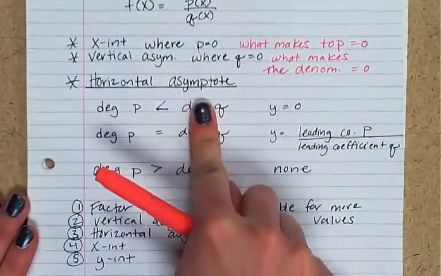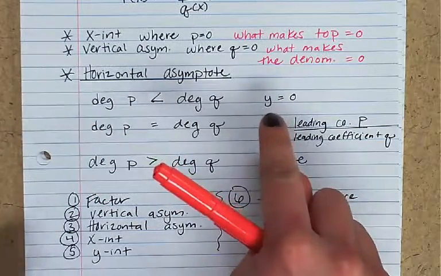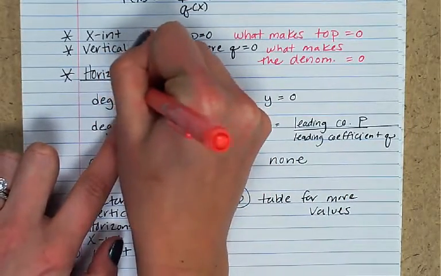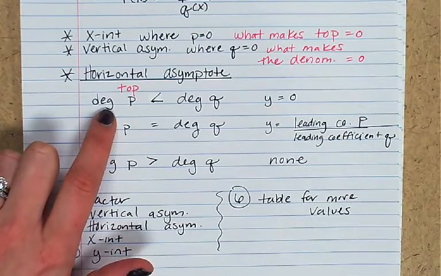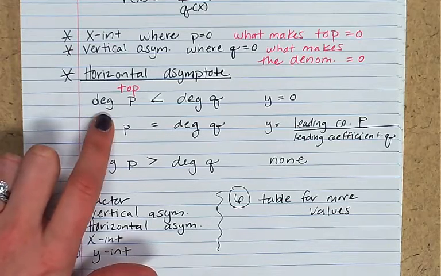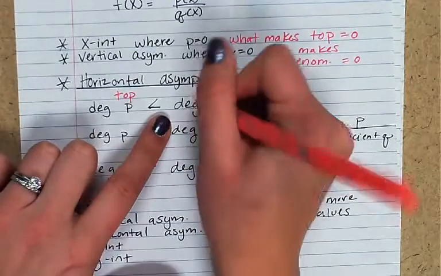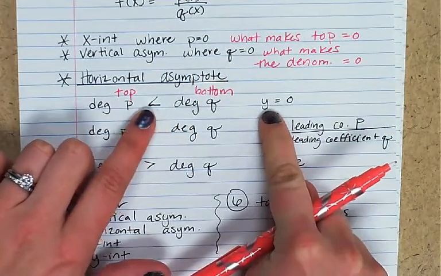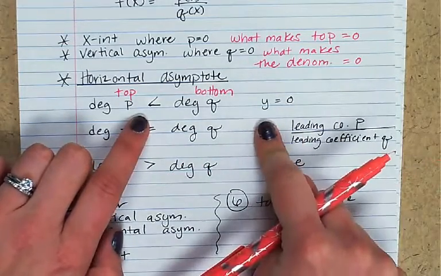Now, a horizontal asymptote is a little bit different. So the way we decide what your horizontal asymptote is: the degree of the top, and remember the degree is the biggest exponent. So if I had like x cubed plus 2x squared, that would be degree 3, because the biggest exponent would be a 3. So if the degree of the top is less than the degree of the bottom, you have a horizontal asymptote at 0. So it's essentially just the x-axis. So a horizontal asymptote through 0.